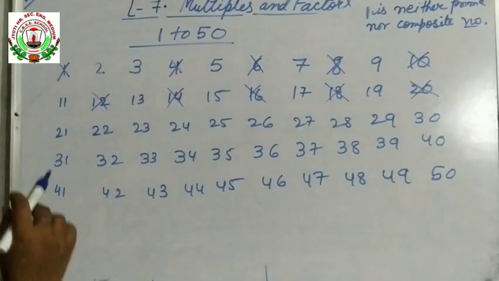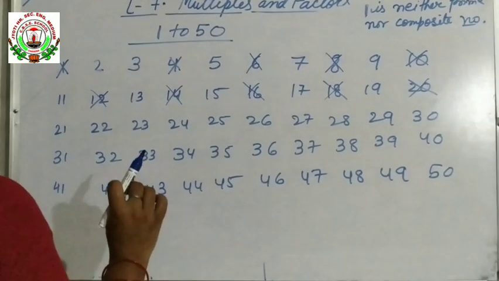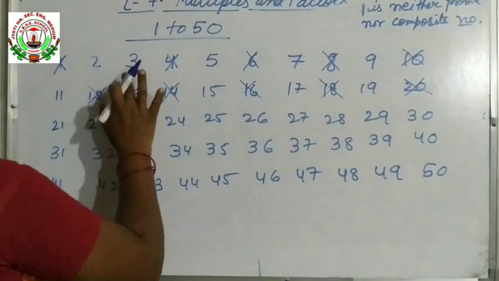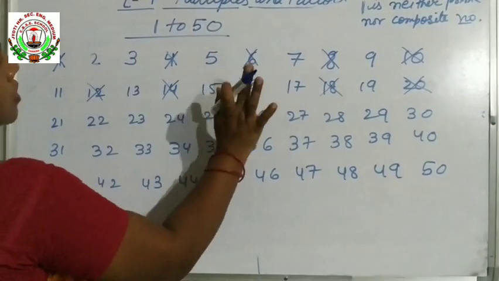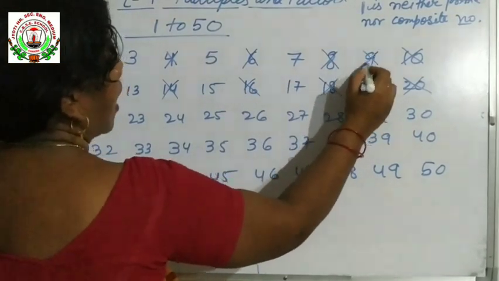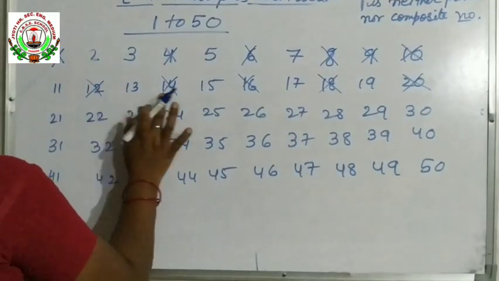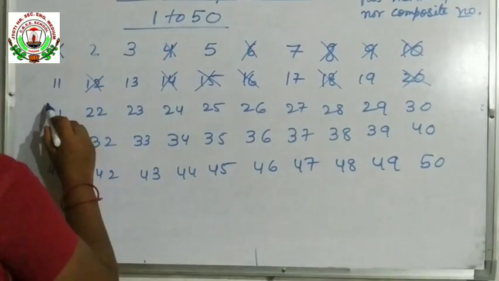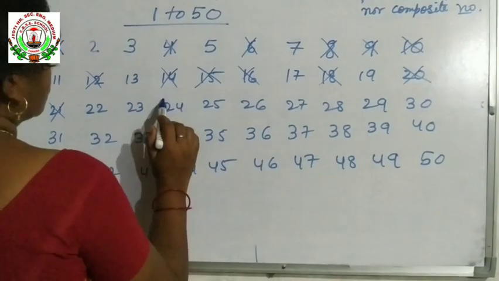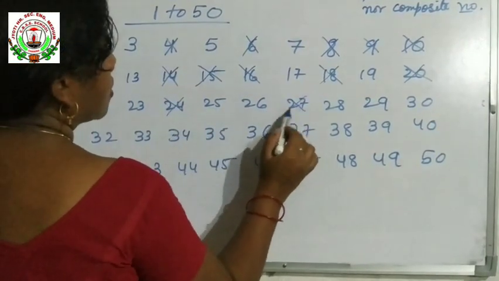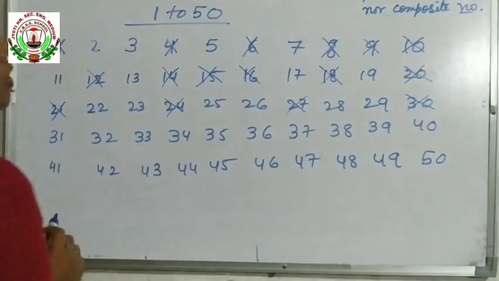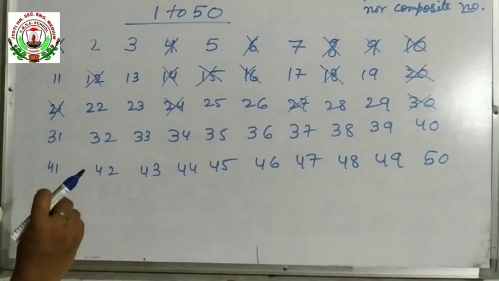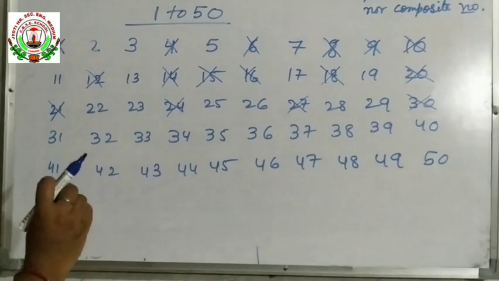After that we cross out the multiples of 3. That means whichever numbers come in the 3 table, we cross out, except 3. 3 1 is 3, 3 2 is 6, it is already crossed. 3 3 is 9, 3 4 is 12, 3 5 is 15, 3 6 is 18, 3 7 is 21, 3 8 is 24, 3 9 is 27, 3 10 is 30.